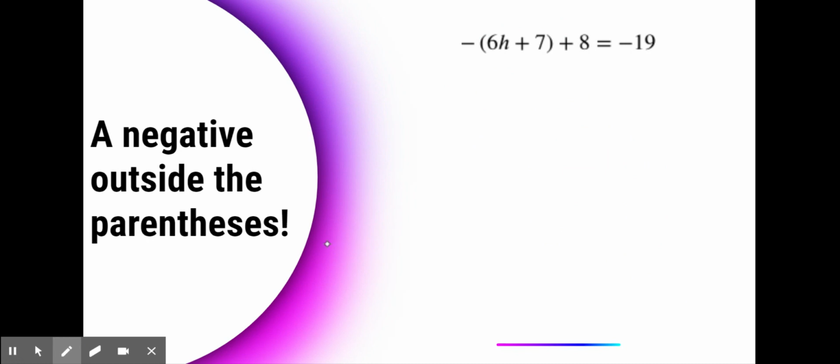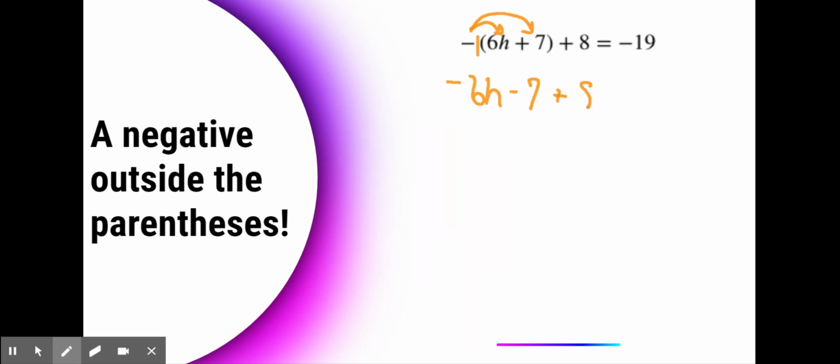All right, one more type of situation that we want to look at. I have negative and then in parentheses 6h plus 7, plus 8 equals -19. You guys have been doing very well handling this negative outside the parentheses. Remember, that's a -1. If you need to write it in to help you, you can. That's -1 times 6h, which is -6h, and -1 times 7, which is -7. Remember, a negative outside parentheses changes the sign of everything in the parentheses.